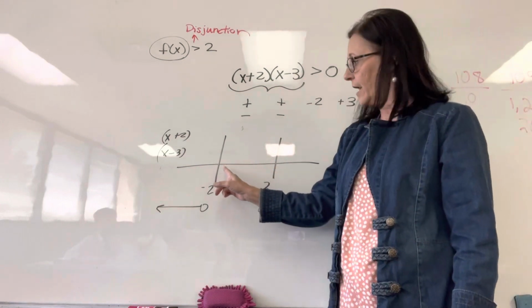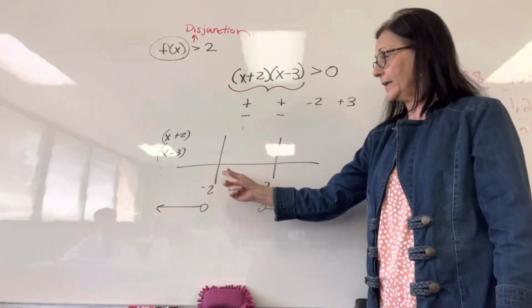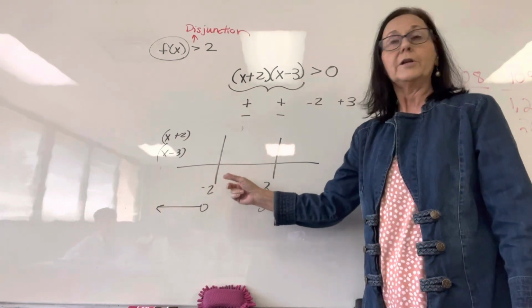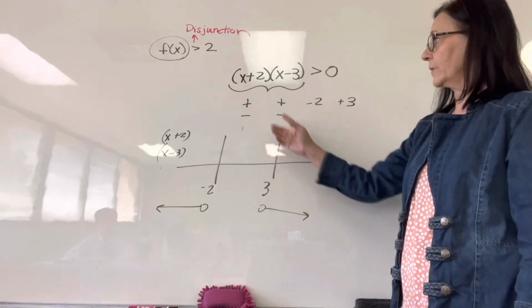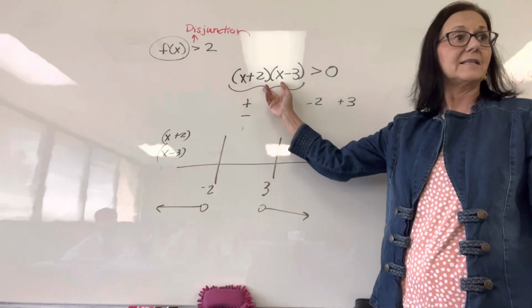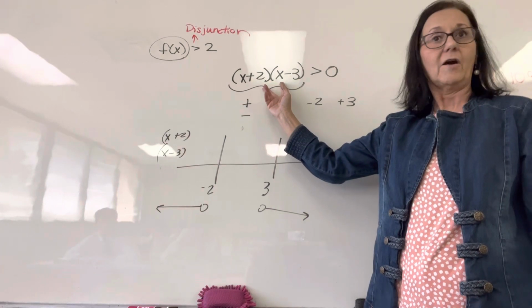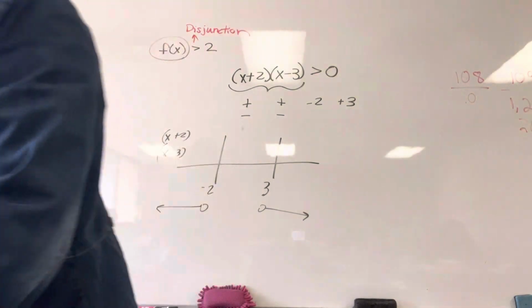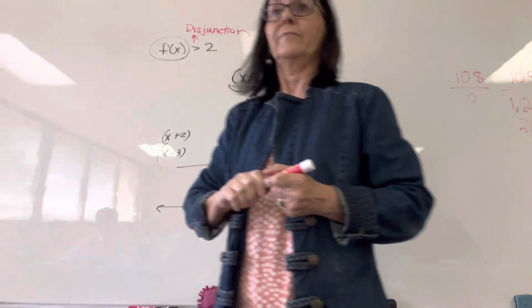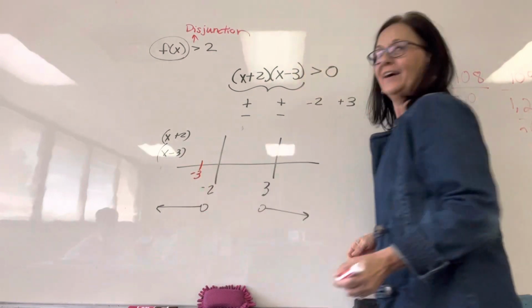We're going to choose a number less than -2. We're going to choose a number between -2 and 3. And we're going to choose a number greater than 3, plug it in, and see what we get, positives or negatives. Got it? All right, so what number do you want to choose less than -2? That's greater than -2. No worries. Okay. Good job, y'all.